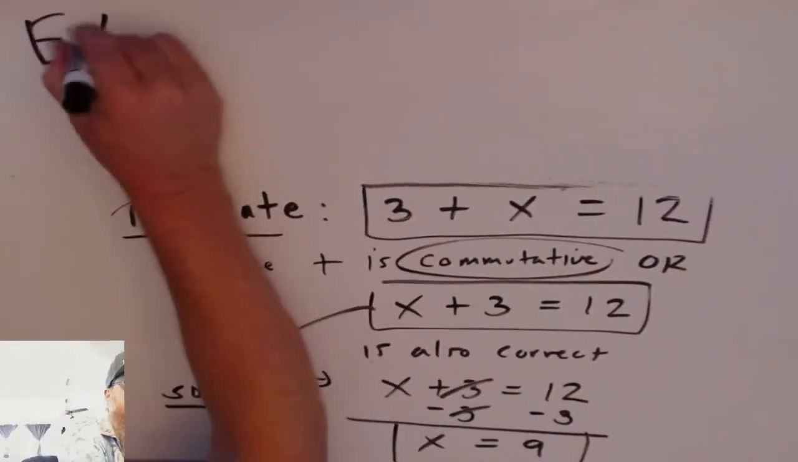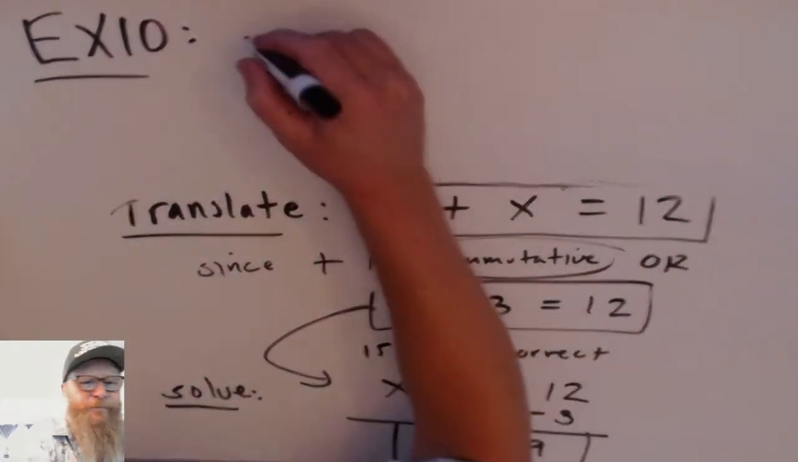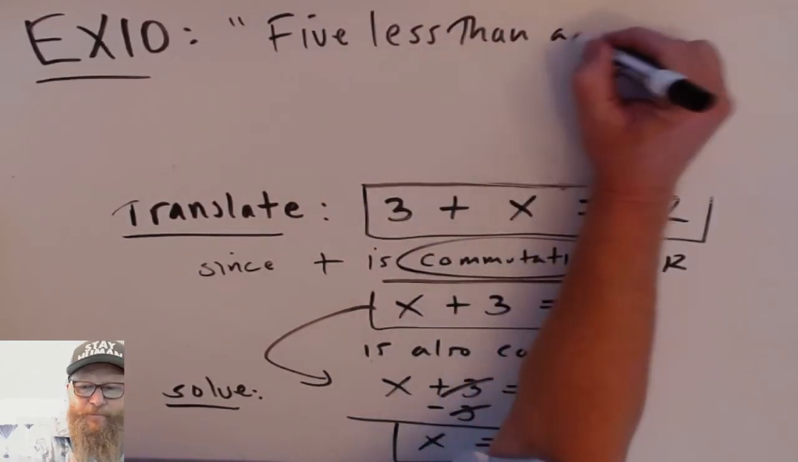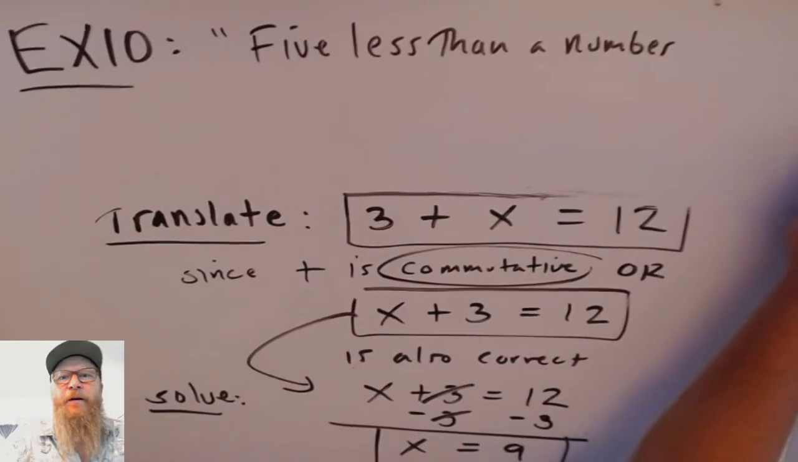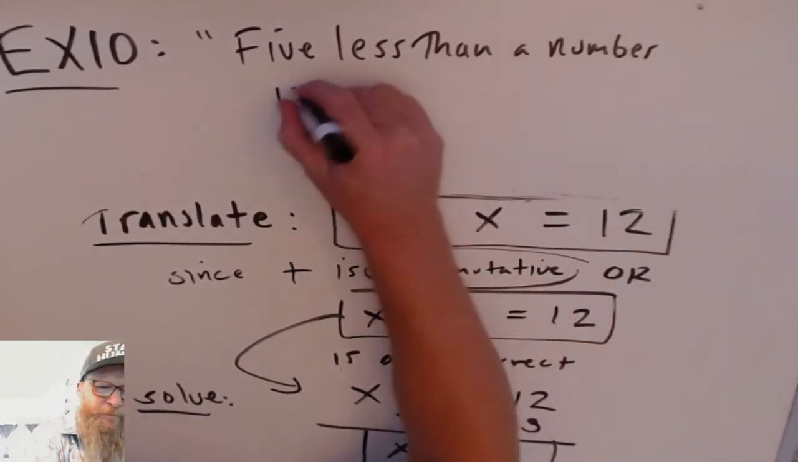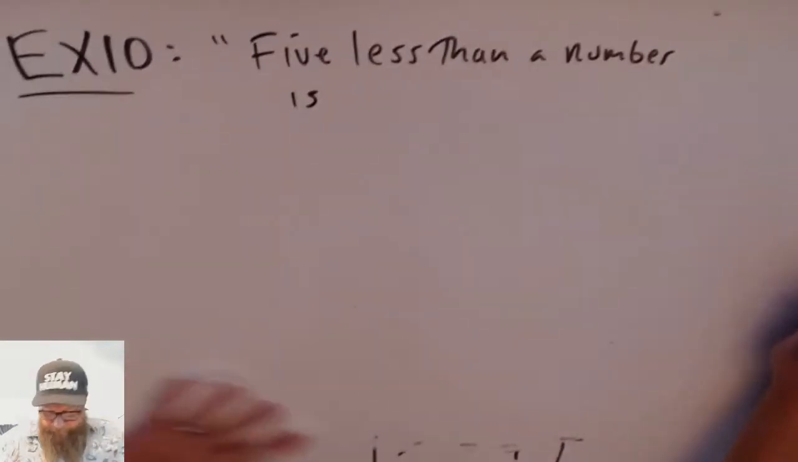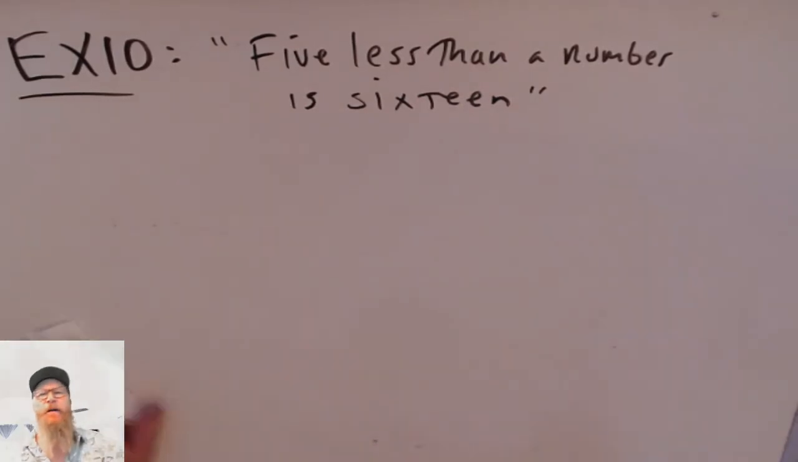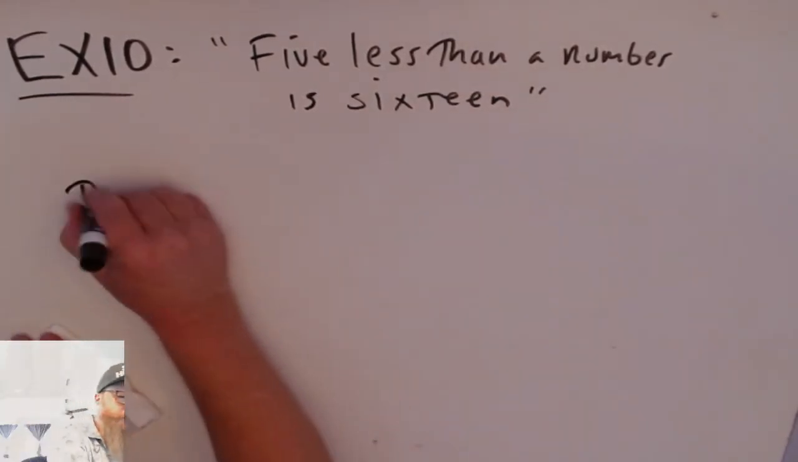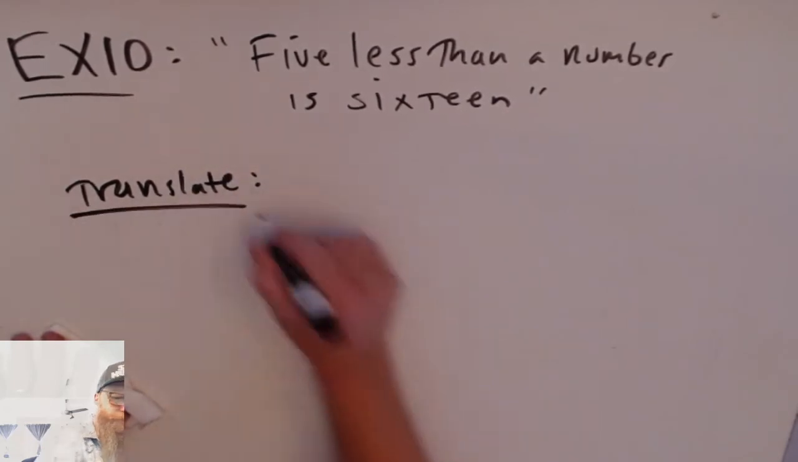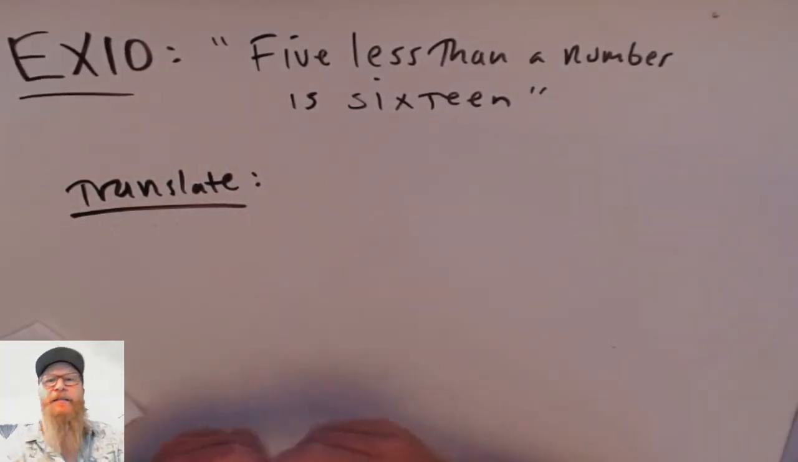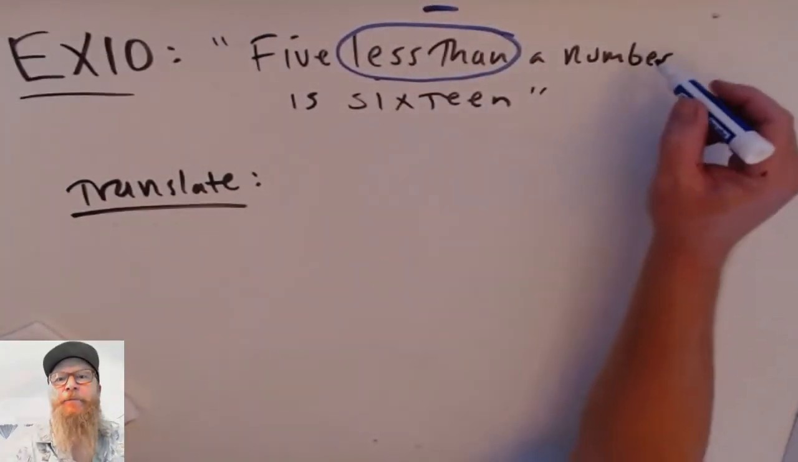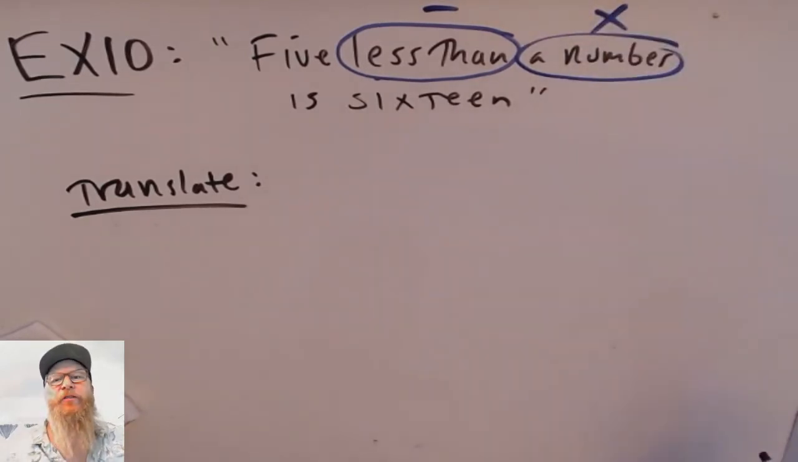Example 10. Five less than a number is 16. Find the number. All right, less than. Less than means subtract. A number means x.